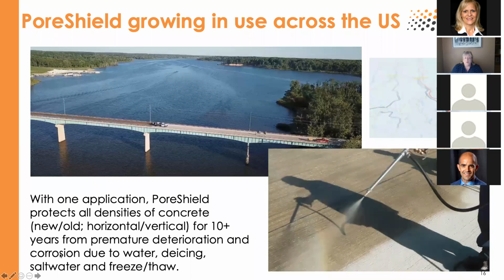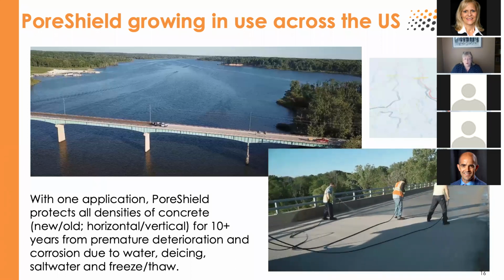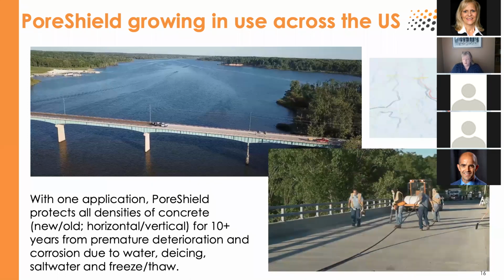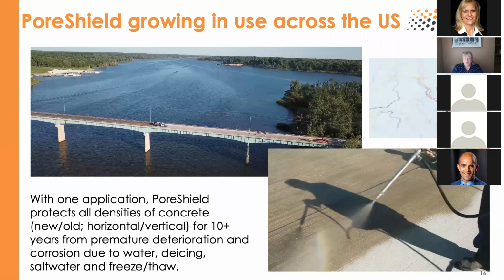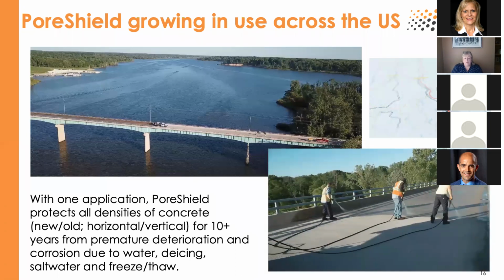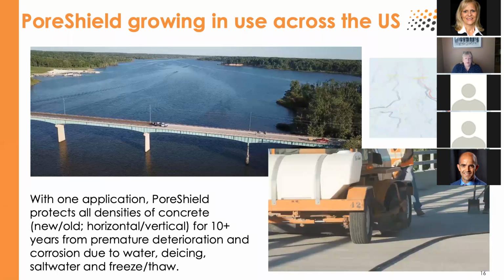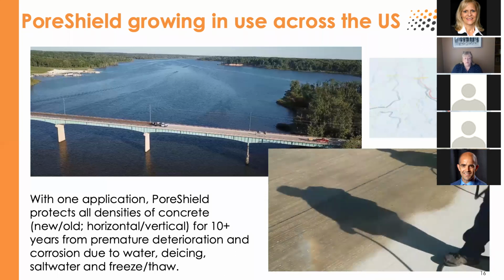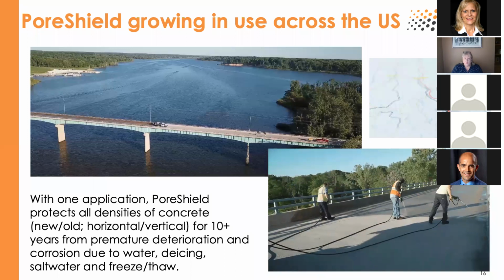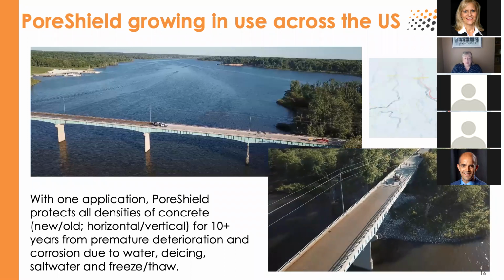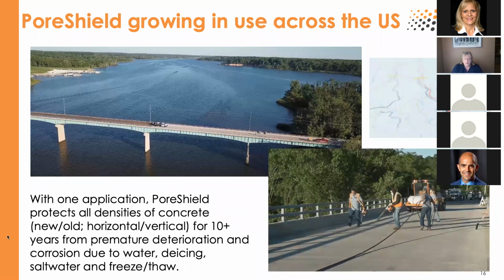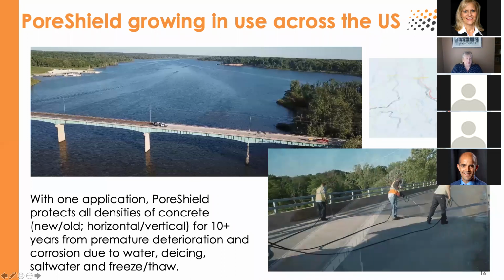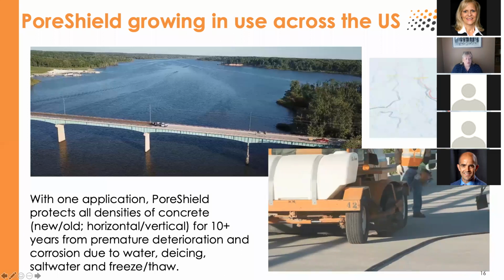So Pore Shield is really growing in use across the US and very, very quickly. One of the things you can see on the bottom right, the preparation is very easy. It's just a matter of blowing off loose debris. Then the material is sprayed on. Here's an example of it going on over a bridge. There's no concern about overspray because of the safety of the material. And it can go on any kind of concrete, whether it's horizontal, vertical, any density, new or old concrete.